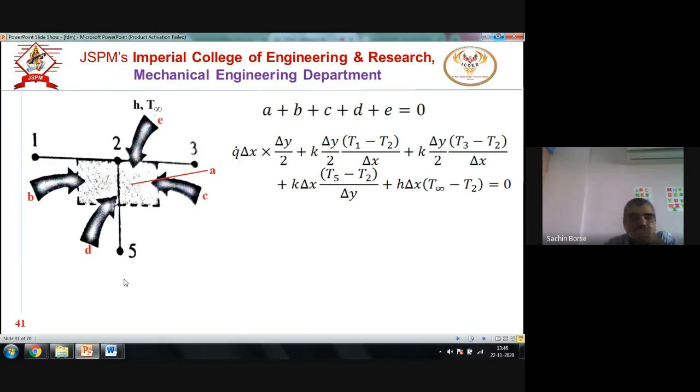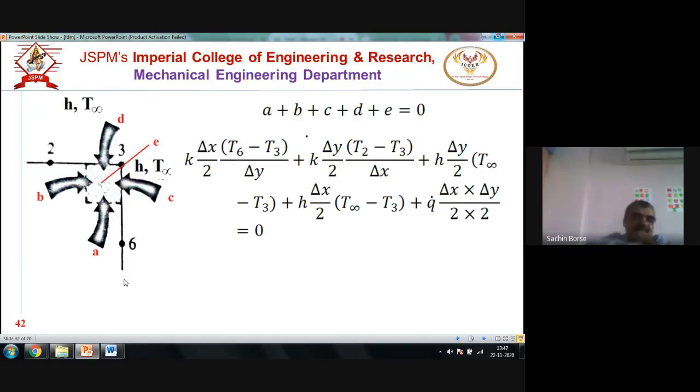I will move to the third part, that is C. C is also heat conducted, from 3 to 2. So I will write k del y by 2 times T3 minus T2 divided by del x. Then comes part E, on the top side, where there is convection. So we have to write Newton's law of cooling, that is hA. The area here is the full length, so it is del x, into surrounding temperature minus element node temperature T2, equals 0. Again, we have to rewrite this equation in such a way that T2, the node's temperature, is on the left-hand side and the remaining terms are on the right.